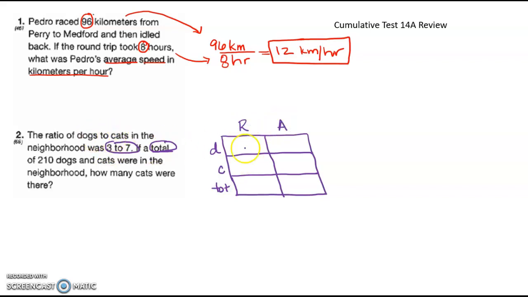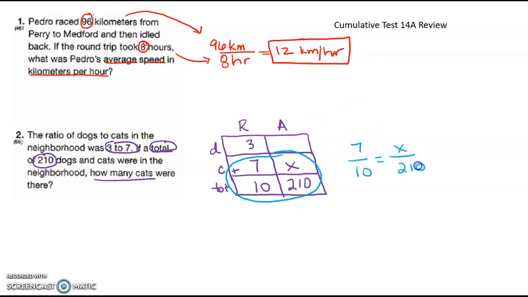It says the ratio of dogs to cats was 3 to 7. So if I add that, I get 10. It says we have a total of 210 dogs and cats, and then I'm looking for how many cats. Okay, so let me change colors here. So this is going to give me a proportion. So I have 7 over 10 is equal to x over 210. And now I can cross multiply. So with this one, we're doing the ratio box, proportion, cross multiply.